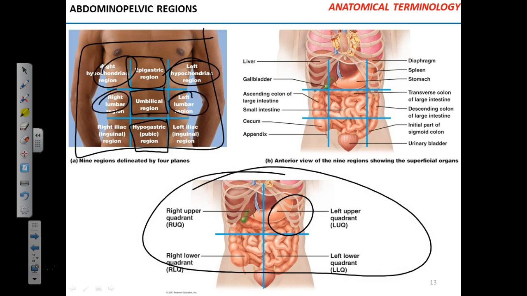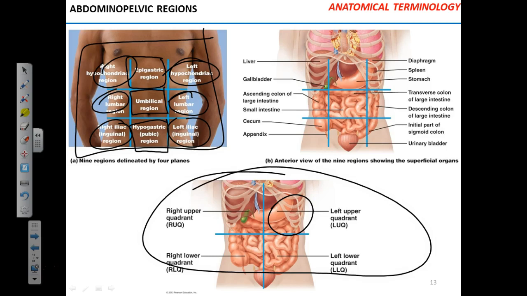Lumbar region. These regions are at the level of anatomical region, which is lumbar. Left lumbar, right lumbar. So the full name would be left lumbar abdominopelvic region. Right lumbar abdominopelvic region. And these ones are iliac or inguinal.